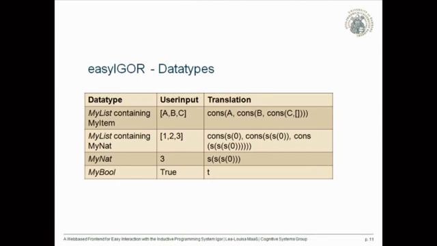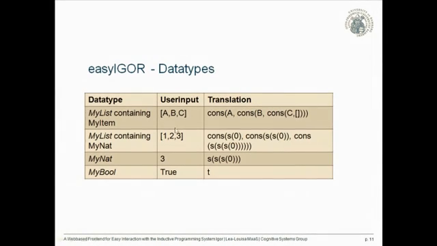Before I talk about the algorithms, I just want to say some words about the data types. Here we have 4 data types, 2 lists, integer and Boolean.